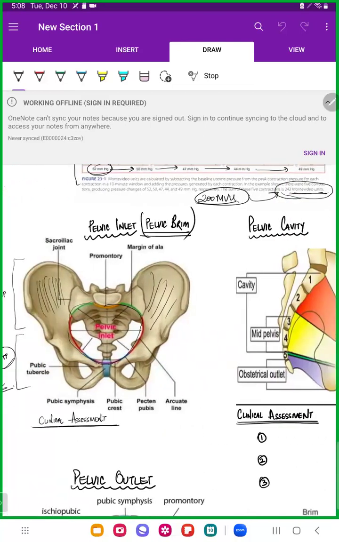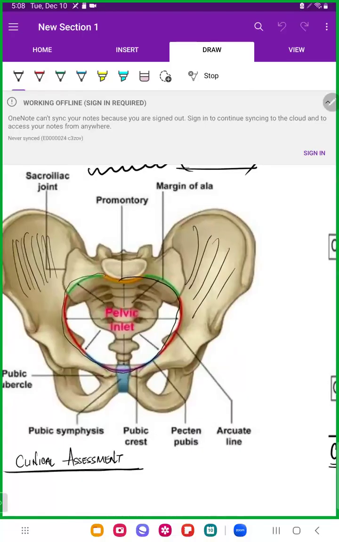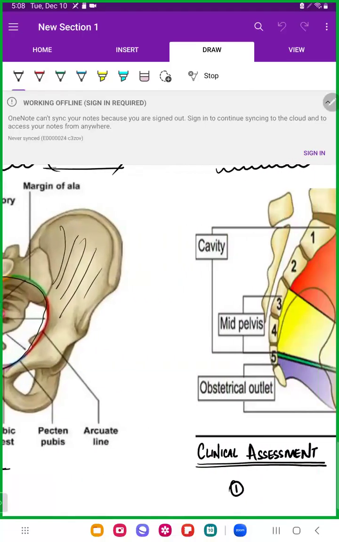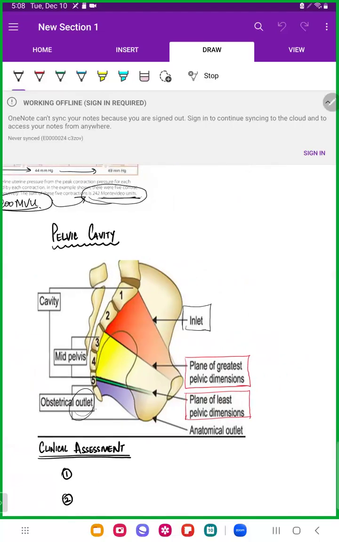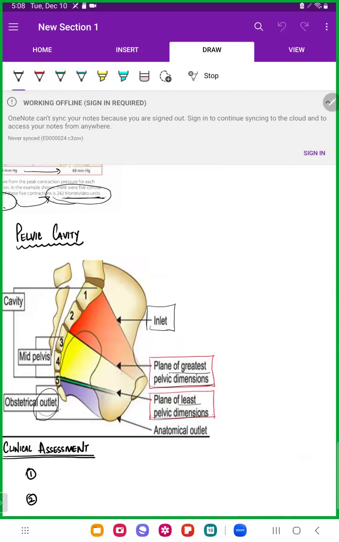right? So pelvic inlet has certain borders which we already know about, so that's a separate class. We'll talk about it later. Now coming to pelvic cavity, the pelvic cavity is the structure which is present between the pelvic inlet and the pelvic outlet. Okay, so there are two planes which are important in this. The first one is plane of greatest pelvic dimension and the second is least pelvic dimension. Greatest pelvic dimension starts anteriorly from the posterior surface of pubic symphysis middle point to the junction of S2 and S3 vertebra. Okay. Next is the plane of least pelvic dimension.